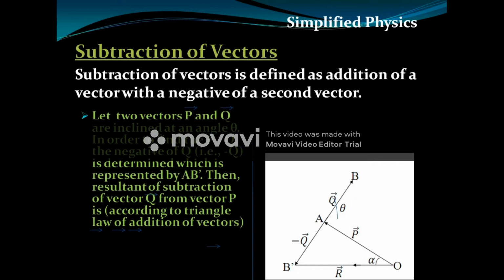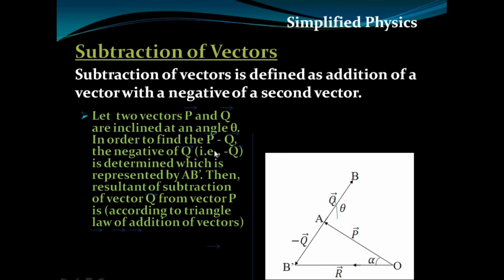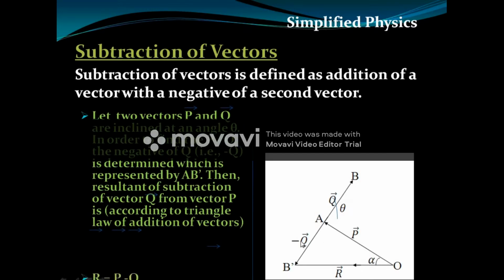Let us suppose two vectors p and q are inclined at an angle theta. To find p vector minus q vector, find the negative of the q vector, and simply using the triangle law of addition of vectors, r vector equals p vector minus q vector. In this way, we can define subtraction of vectors.